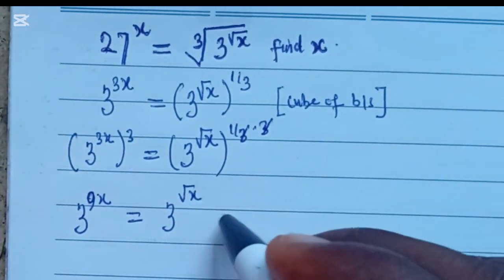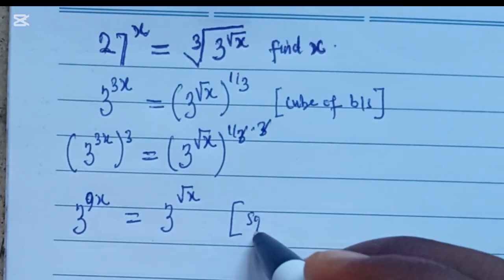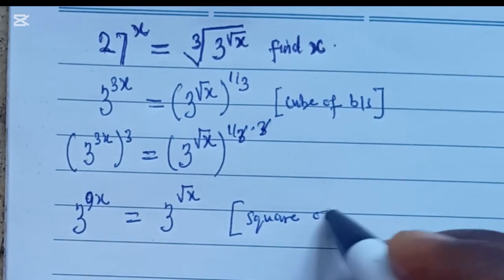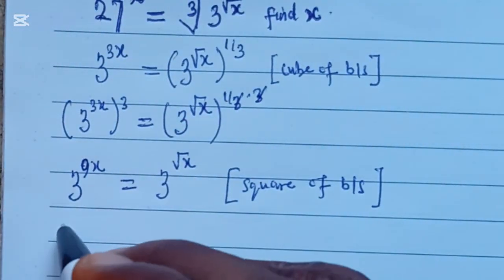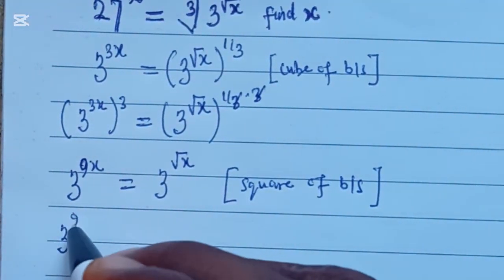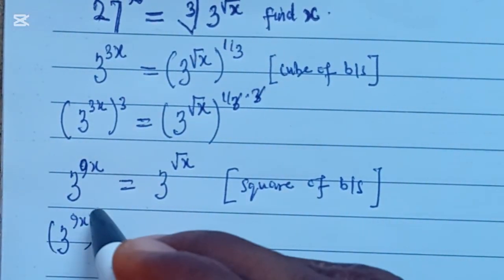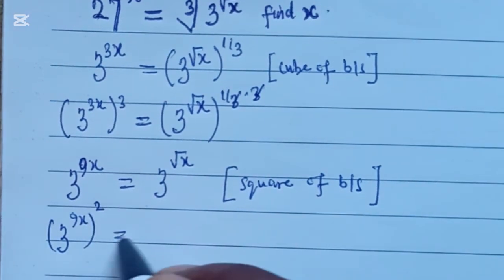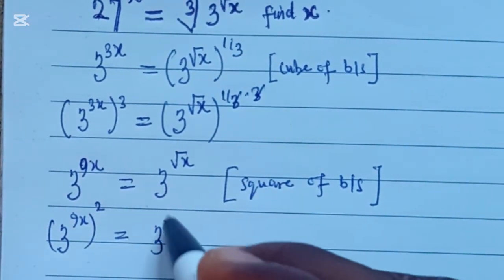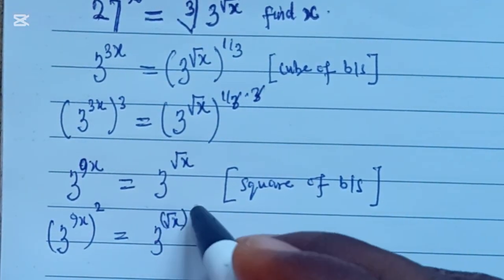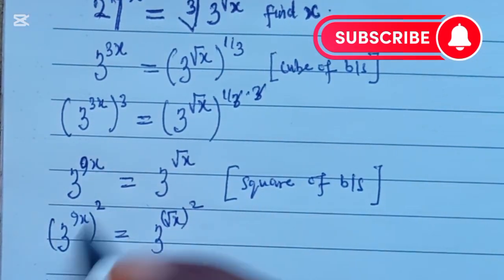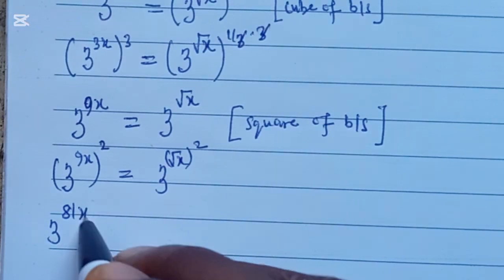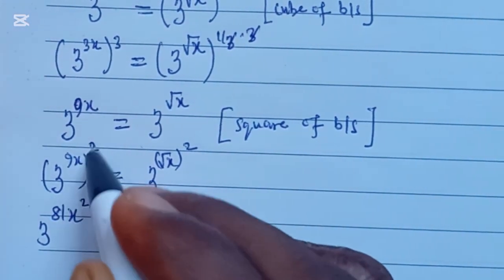Because of this square root, next we can say take the square of both sides, so we can get rid of the square root once and for all. And then we're going to get on the left hand side 3 to the power of 9x, squared. And then what we have here is 3 to the power of the square root of x and then squared. And then what we have on this side is 3 to the power of 81x squared. So 9 squared and x squared.